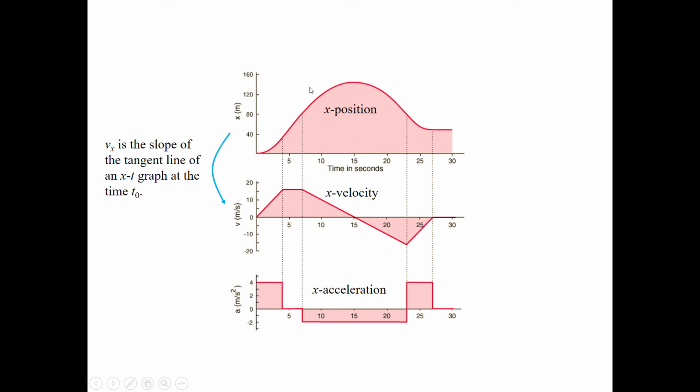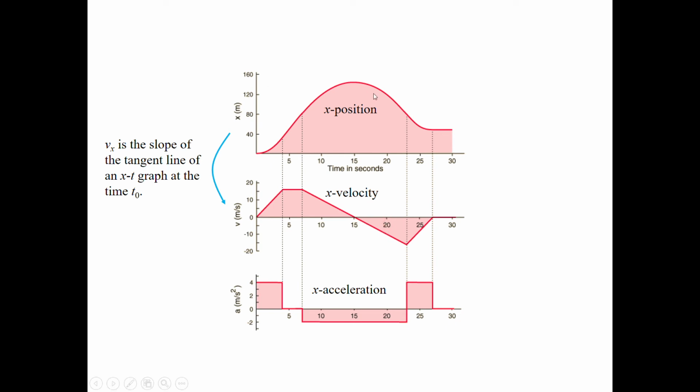We already know something about the relationship between position versus time and velocity versus time graphs. If I want to know at time t equals 10 seconds what the x velocity is, I can look at the position versus time graph and attach a tangent line to it. At 10 seconds the slope of the tangent line is positive. Sure enough, the height of this graph is positive there. Slope of the tangent line at 20 seconds would be negative. Sure enough, the height of the velocity graph is negative there.